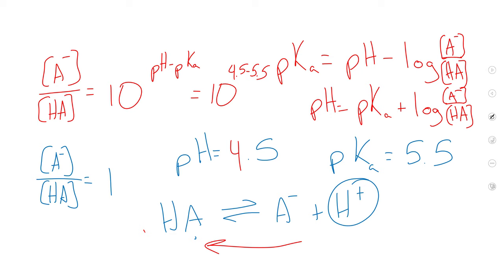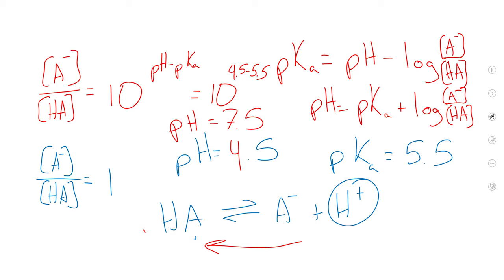And every time you shift one pH unit away from pKa, it's a factor of 10. That's where it's really nice and clean. And why pH and pKa is a lot easier to think about. Just think about it in terms of powers of 10. If pH was, let's say pH was, we'll do 7.5.